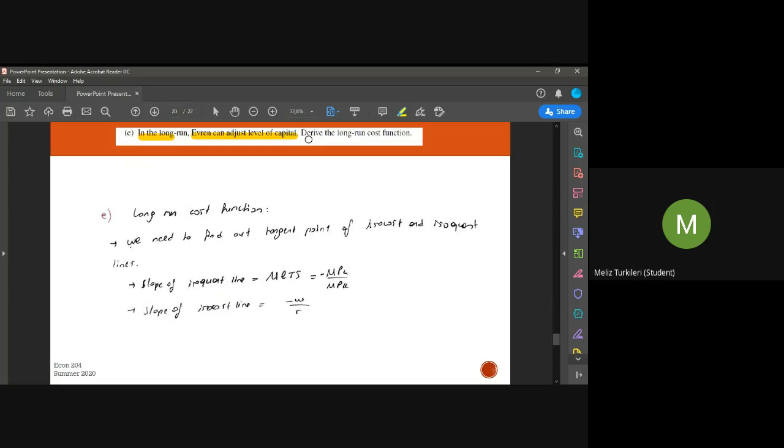And it asks us to find a long run cost function. What we know is we need to find the tangent point of the isocost and isoquant line, first of all. The slope of the isoquant line is equal to the marginal rate of technical substitution, which is equal to negative marginal product of labor divided by marginal product of capital. And the slope of the isocost line is equal to negative wage divided by rent. You need to know this information for your exam also. It's really important. Just remember that.